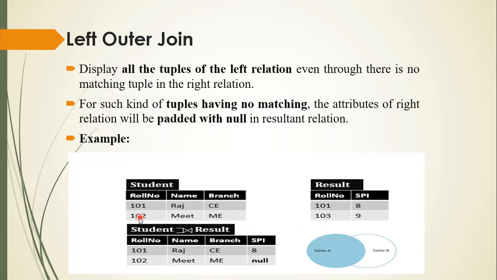Now for the second record, 102 Meet M. We have roll number, name and branch, but in the result table we have no record of 102 for SPI. So 102 Meet, ME branch: we have no SPI in result for the 102 record, so it will display none. The left side table's records are considered here. So this is the concept of left outer join.